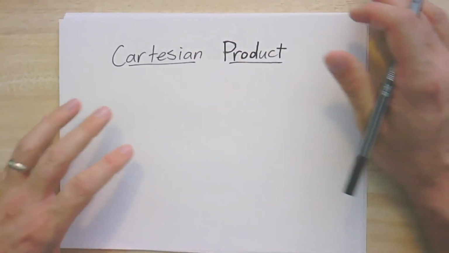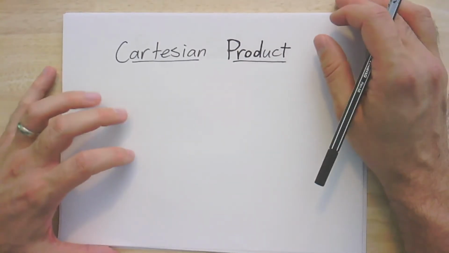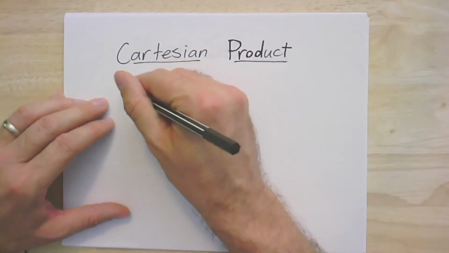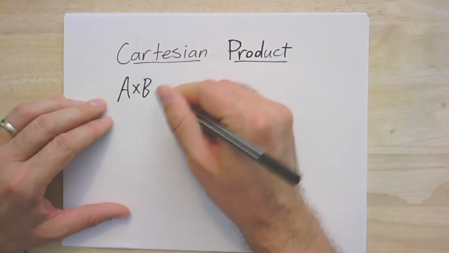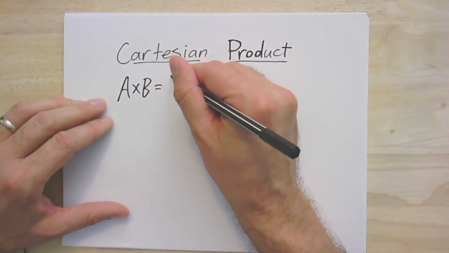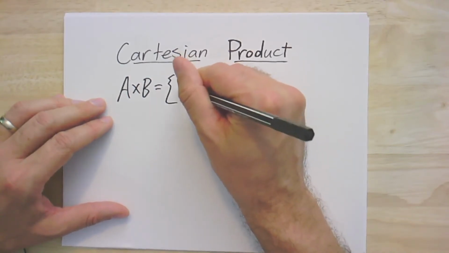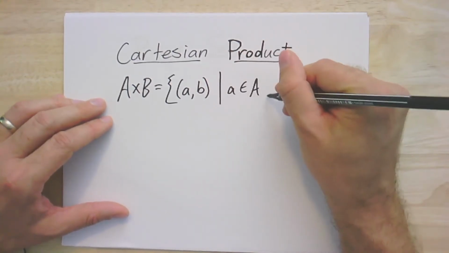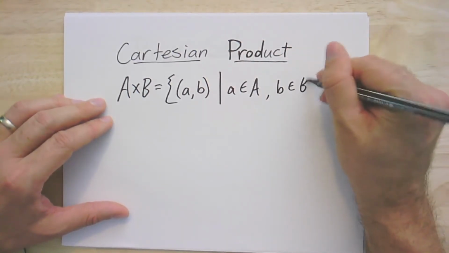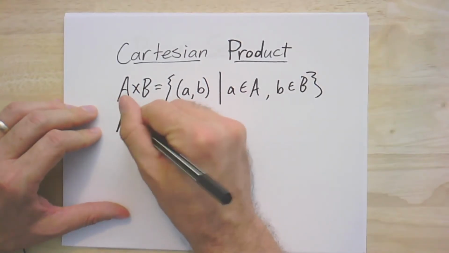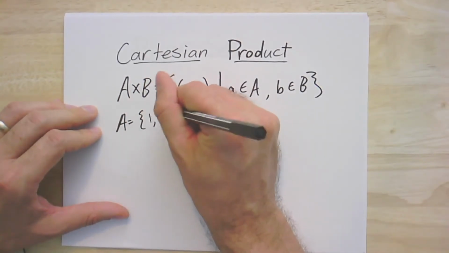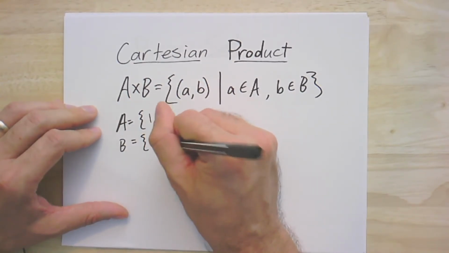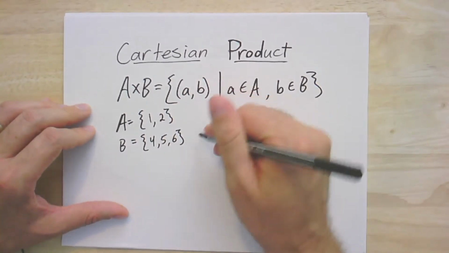All right, another very important operation is the Cartesian product. If I have two sets, the Cartesian product of those two sets is going to be the set of ordered pairs. So it'll look like this: (a, b), such that a is in A and b is in B. Okay, so if A were equal to {1, 2}, and B is equal to {4, 5, 6}.